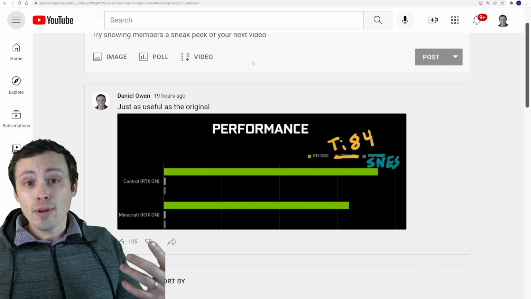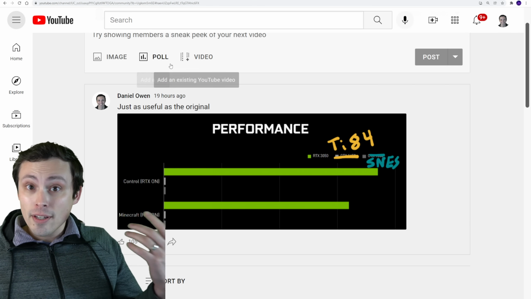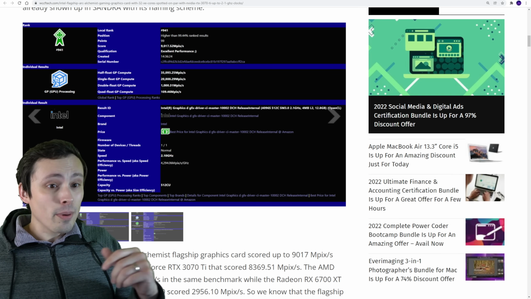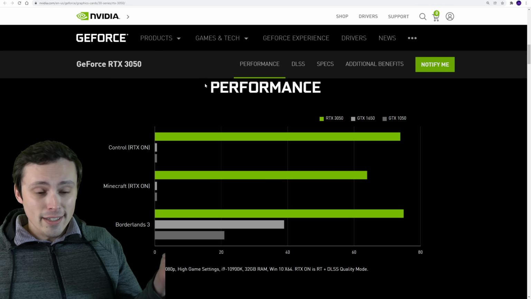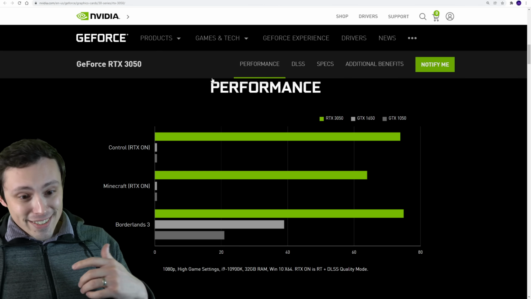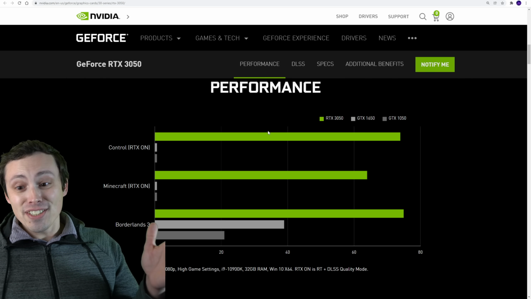It probably also has better ray tracing performance than Betty White and Donald Trump and Joe Biden. I just clicked on the wrong thing here. There we go. Anyway, the point is that this graph is just silly.